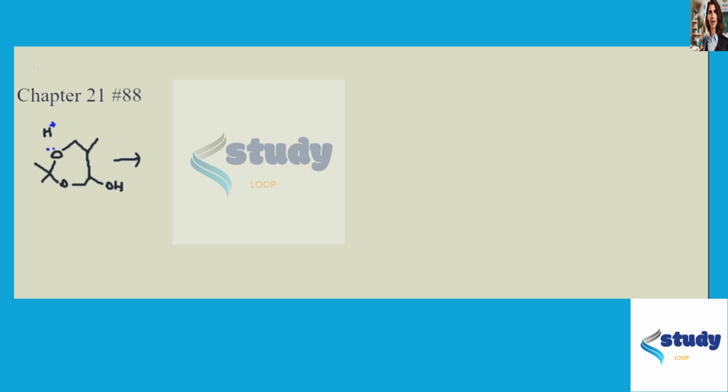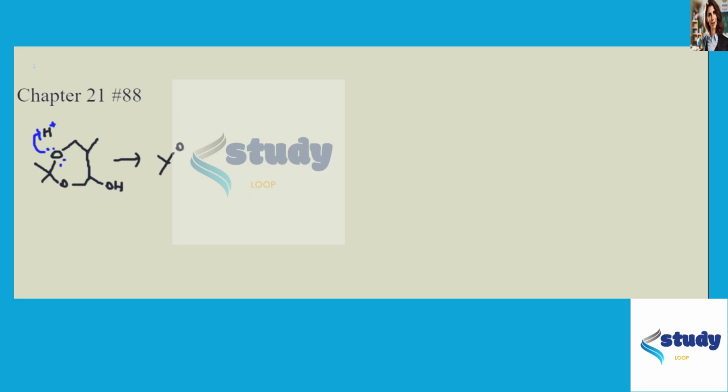This is the answer to Chapter 21, problem number 88 from the Smith Organic Chemistry textbook. This problem is essentially a ring contraction, but it's not really a ring contraction. We're asked to draw the mechanism by which we go from this 7-membered ring to a 5-membered ring. And so it's a 7-membered ring that's an acetal to a 5-membered ring that's an acetal.